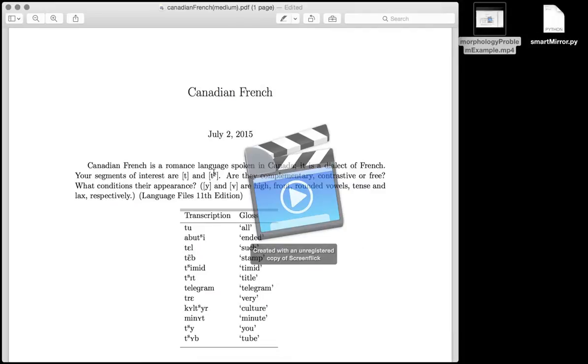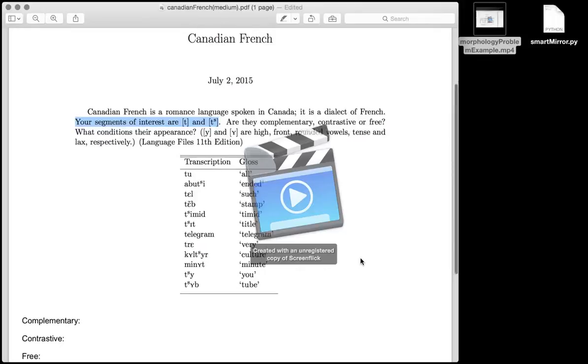So this superscript s right here indicates affrication, so it's like cha. Are they complementary, contrastive, or free? And what conditions their appearance? And again, we're told that we have two vowels, u and I, which are high front rounded vowels, which are tense and lax, respectively.